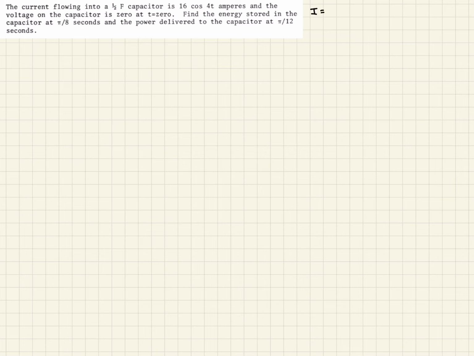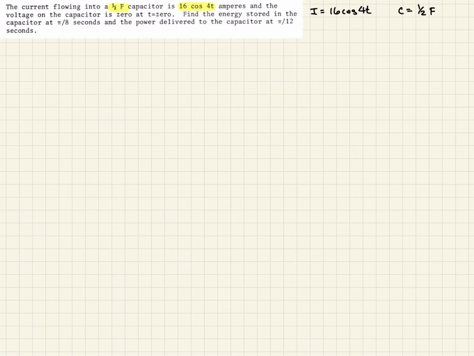The first is that the current we said was defined as 16 cosine 4t. And again, that's just straight from the problem definition. And then also that the capacitance is equal to 1/2 farad. Again, straight from the problem definition. And so first thing we're going to work on is finding the energy stored at pi over 8 seconds.